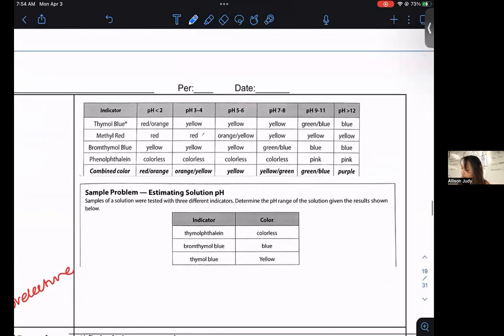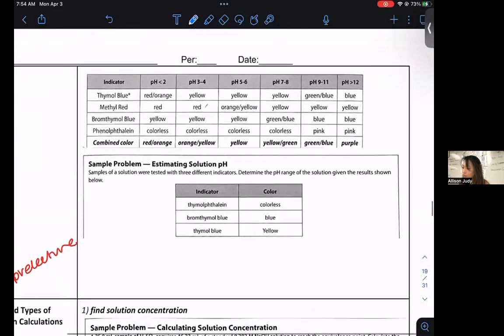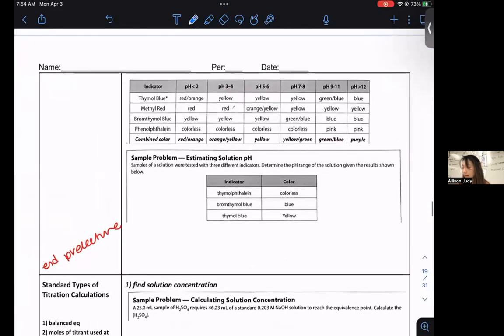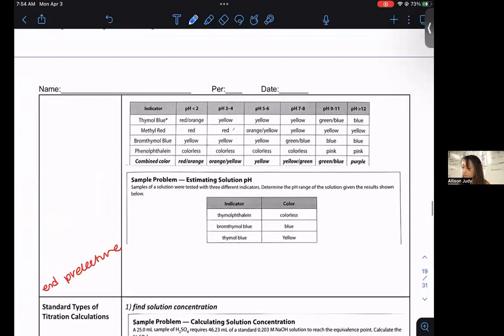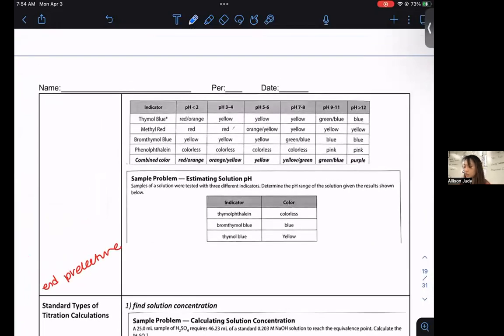And so here's a quick sample problem. I'd like you to come to class with your answer to this sample problem question. It's just a quick, easy practice on how you can use your indicator understanding to predict and select the best indicator for a given reaction. And I look forward to seeing your answers.